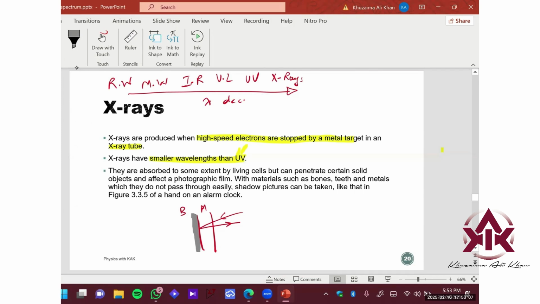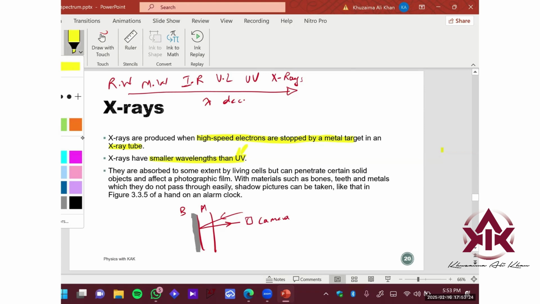So it basically goes through reflection from bone, and this is the camera over here, which is fixed on the device used for X-ray, in the X-ray machine. So it maps out the image of your bone, and it can help to find cracks in bones, right? Where do you have a fracture, and so on. They can penetrate through solid objects and affect a photographic film, with materials such as bones, teeth, metals, which do not pass through easily. So you can take shadow pictures, and that can help you to solve out the results, and that is giving you the answer over here, right?